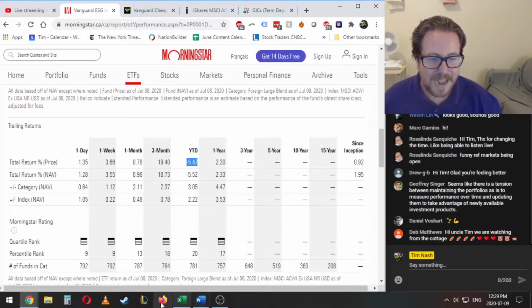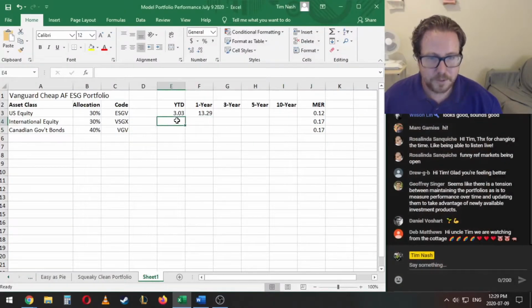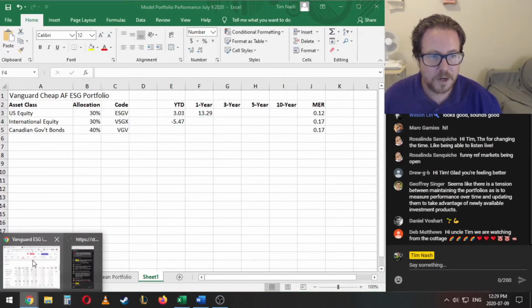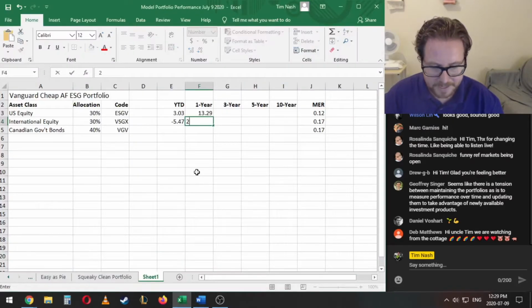So year to date, we're down 5.47%. So we're minus 5.47. The 1 year performance on it is going to be 2.3%. So I'll punch that in.